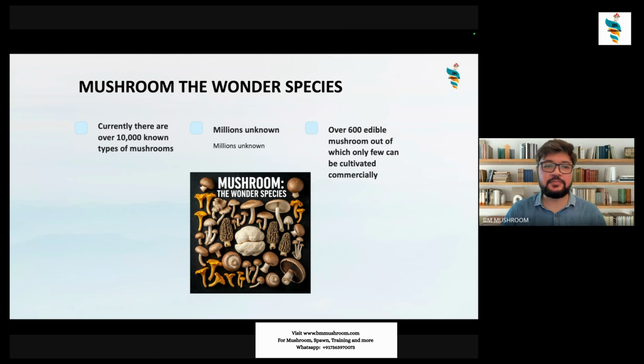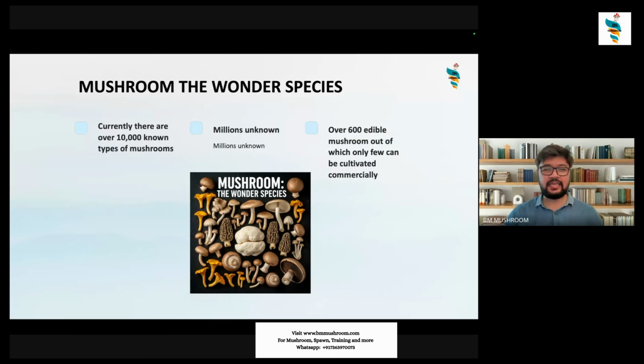Mushroom, the wonder species. See, we want to learn about mushroom, and mushroom is one of the most fascinating species in the world. There are currently millions of mushrooms which are unknown to us. Every day, scientists, mycologists are discovering new and new varieties, new species. So, mushroom is one of the most mysterious topics since ages the human species has been facing.